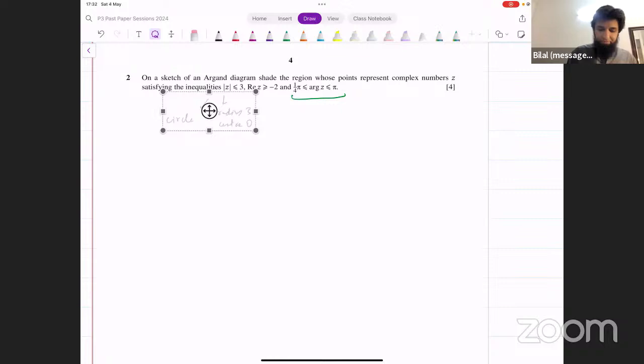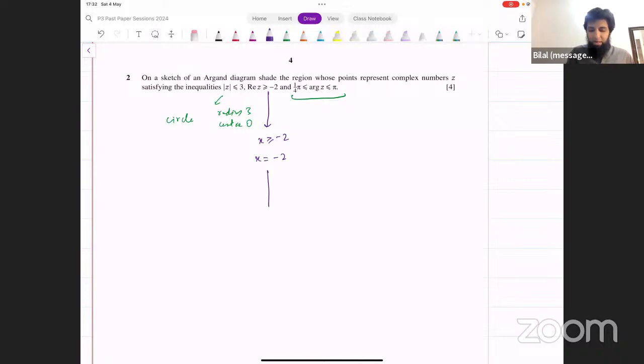And then this means the real part of z is greater than or equal to -2. The real part is on the x-axis. What that means is x is supposed to be greater than or equal to -2. So you would draw a vertical line, the x equals -2 line. It will be a vertical line, and you have to be to the left of that line. So within that circle and to the left of this line, that's the second condition.